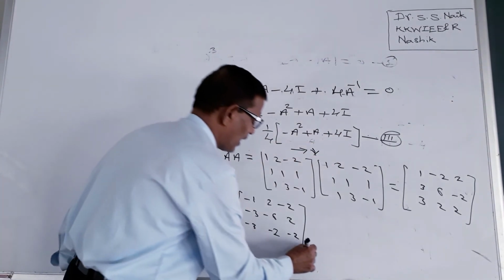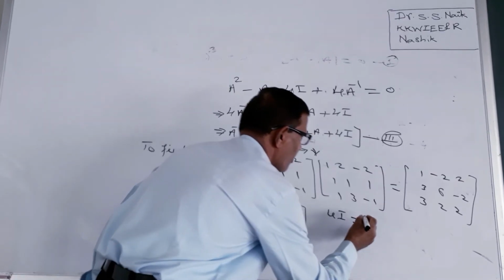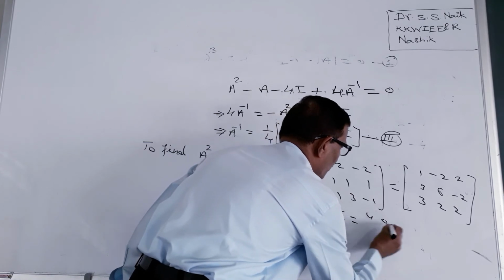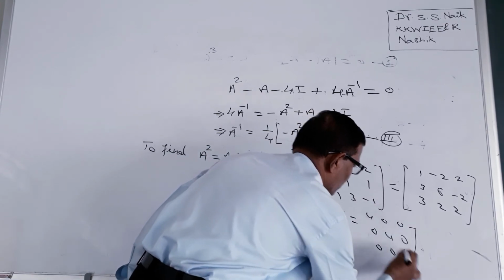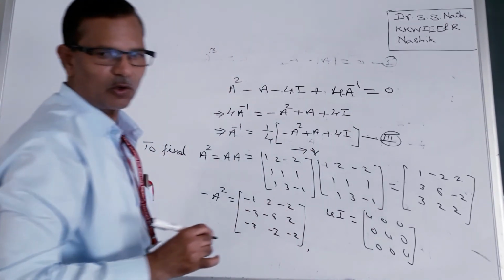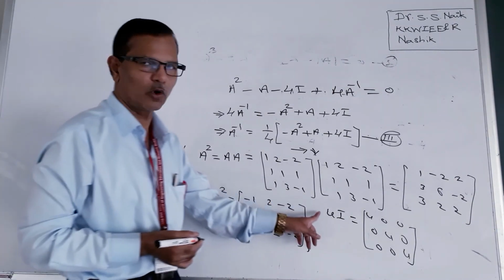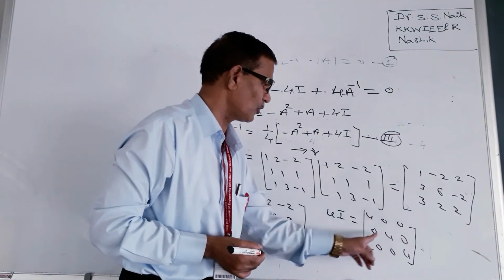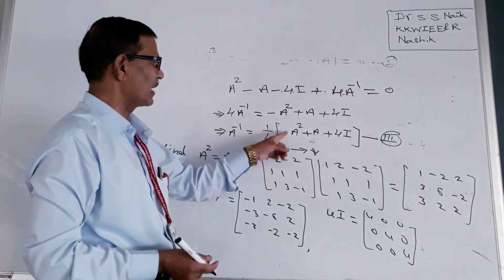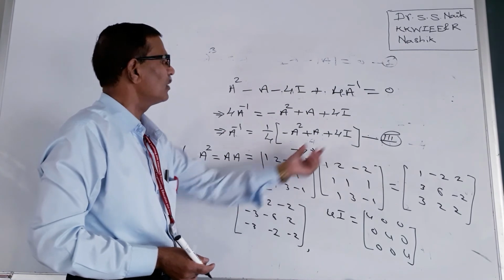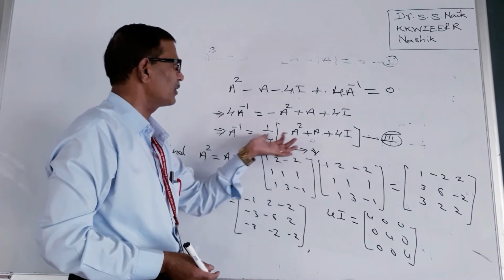Now what is 4I? 4I is equal to 4 0 0, 0 4 0, 0 0 4. How do you get this value? Because I3 is equal to 1 0 0, 0 1 0, 0 0 1, and that is multiplied by 4. Therefore it has become 4 0 0, 0 4 0, 0 0 4. So all the values are known. Minus A square is known, A is known, 4I is known. So you can substitute these 3 values in this equation number 3.